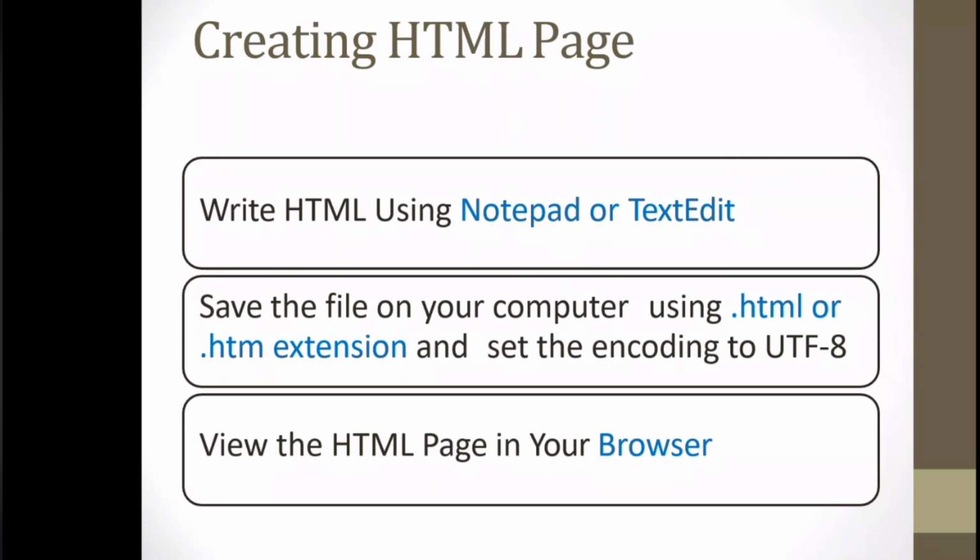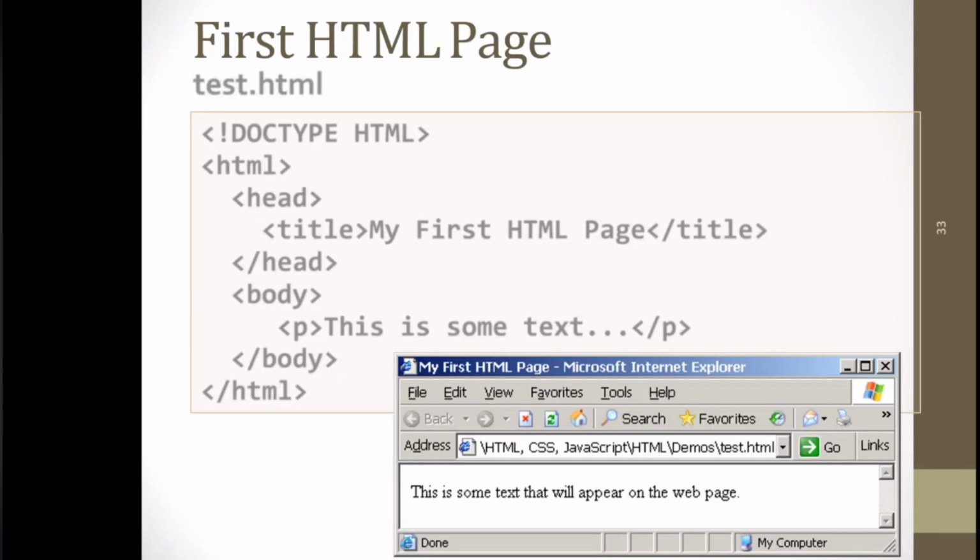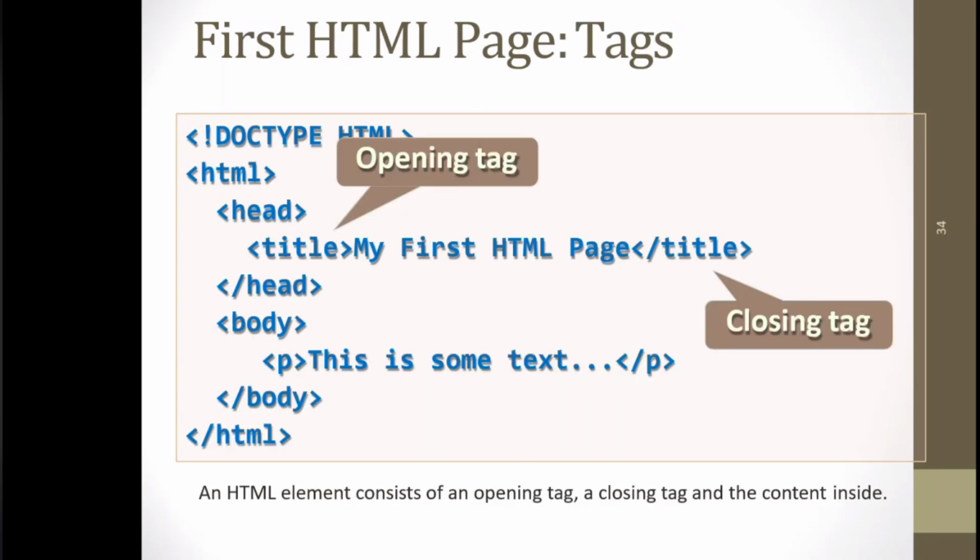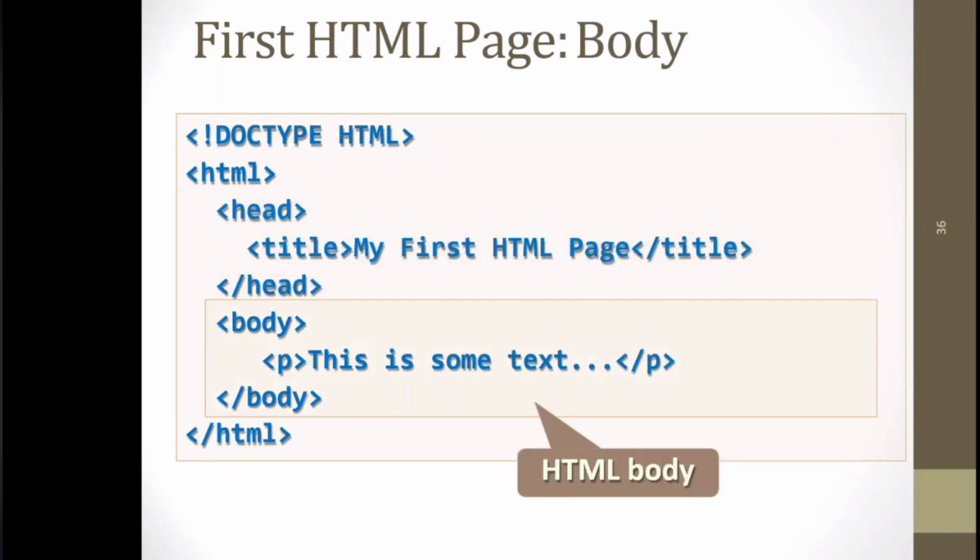How to create an HTML page? Any editor you can use: Notepad, text editor, VI editor, any editor. Save the file with .htm or .html. Later on you can save your file with .php or .jsp, based on what technology you are using. Now we are creating HTML web pages, that's why we are using the extension .html or .htm. So this is how we write the code and get the output: opening tag, closing tag, header section, body section.